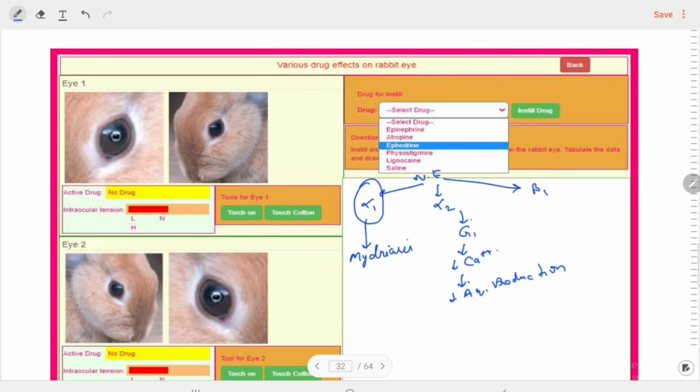And the beta receptor is present in both places, the ciliary epithelium and the trabecular meshwork. From the ciliary epithelium it will cause an increase in aqueous humor, and from the trabecular meshwork it will cause an increase in aqueous outflow.